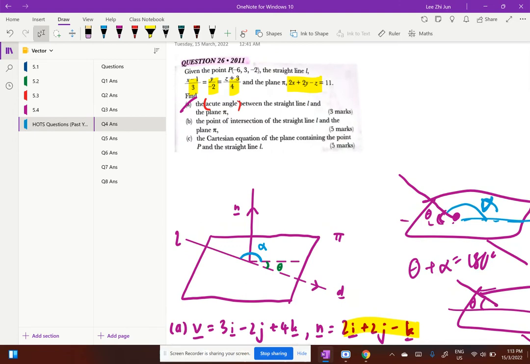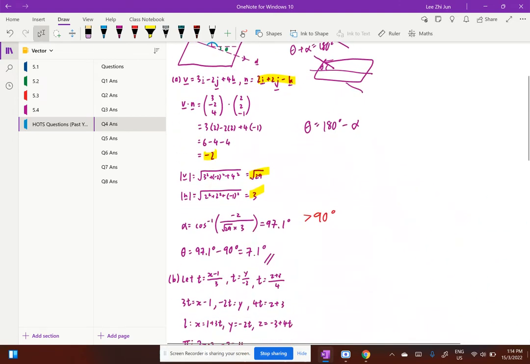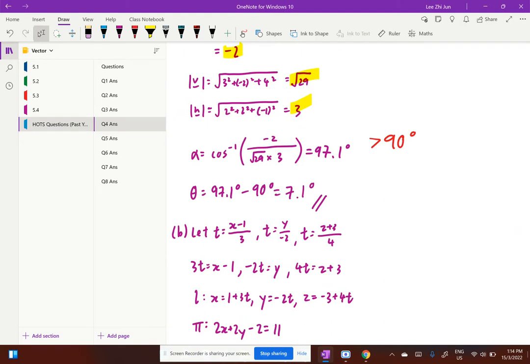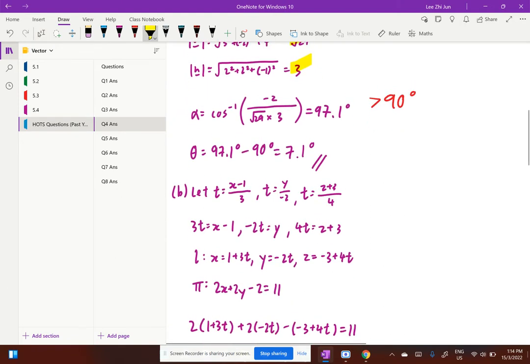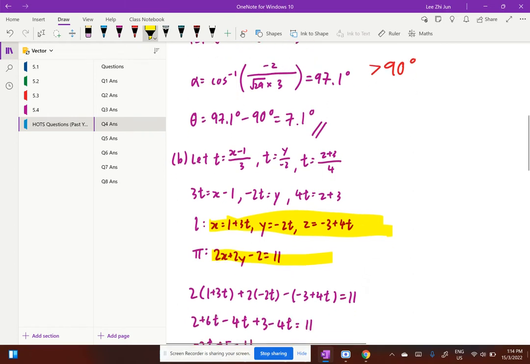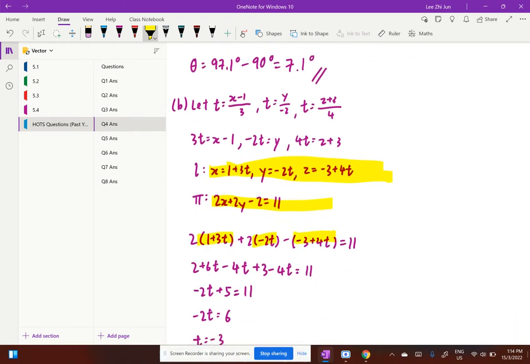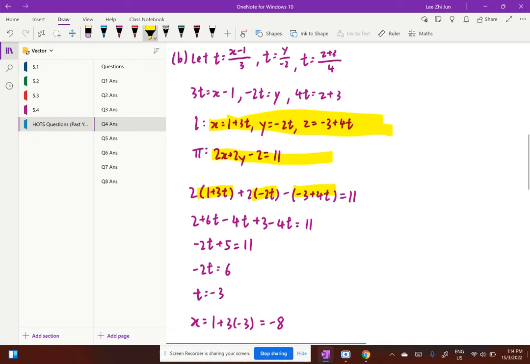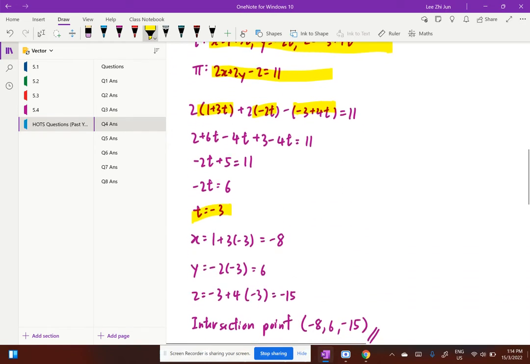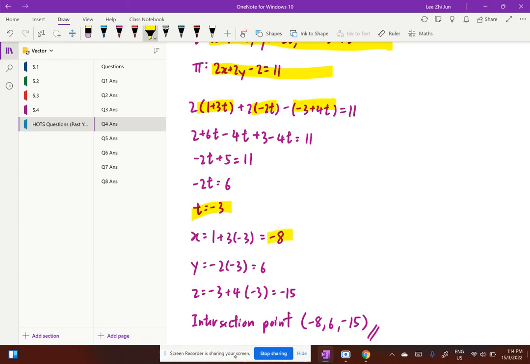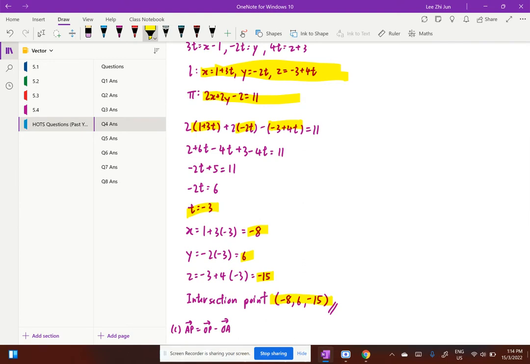Okay, the B, the point of intersection of the straight line. Just easy, you need to write the line in parametric form and the plane in Cartesian form. So sub the x, y, and z into it. So I will get t equals to -3. So I sub this t into x, y, z. So I will get x equals to 8, y equals to 6, and z equals to negative 15. So the intersection point will be this.